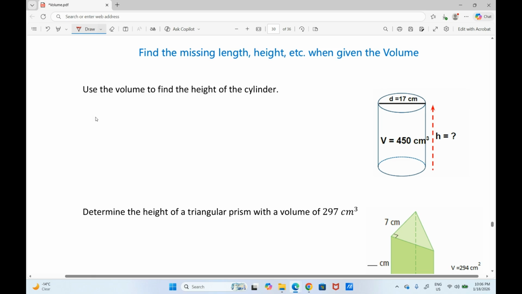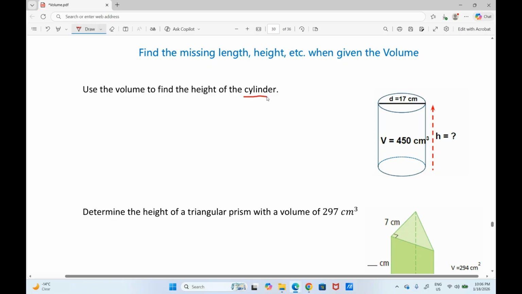Hi class, in this video I'm going to be talking about how to find the missing length, width, height, radius, diameter, etc. when given the volume. To find these, we first have to understand that the volume formula is different depending on the shape.